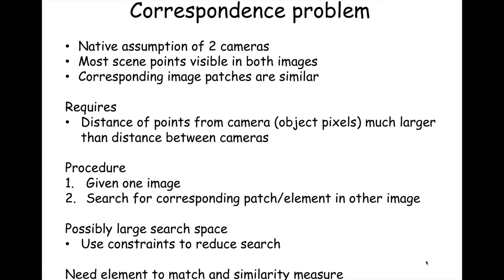Okay, so correspondence problem. It makes the naive assumption that you have two cameras. Now, you can also solve the correspondence problem with one camera that's in two different positions. So that means the camera is moving. And so this camera in this two camera assumption is the same as having one camera that moves. And so most of the scene points are visible in both images, meaning that you can see everything for the most part in both images, and that the corresponding image patches, the object of interest, is similar, right?